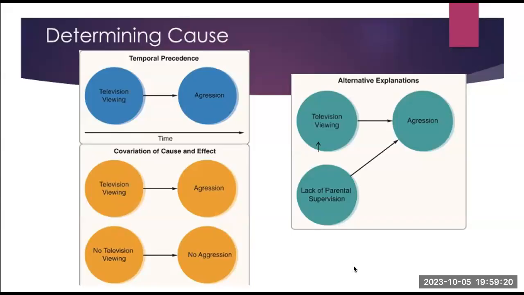And then green is alternative explanation. So we want to establish temporal precedence. We want to establish that there is covariation between the variables. And finally, we want to rule out alternative explanations. And this is the green circles. So what we see here is that television viewing impacts aggression levels, but only when parental supervision is lacking. And so this parental supervision is actually the third variable that researchers need to consider when they are establishing this design, this research design.